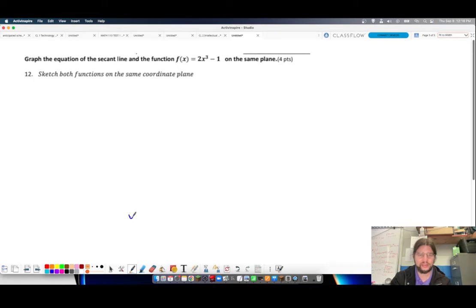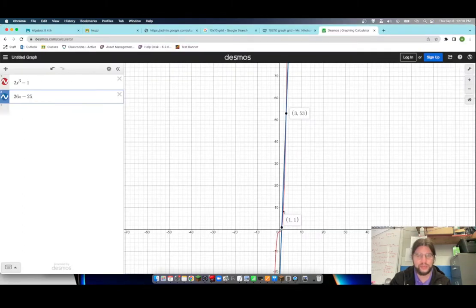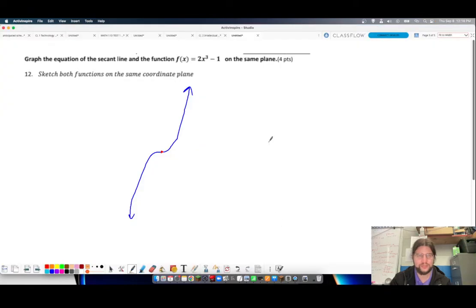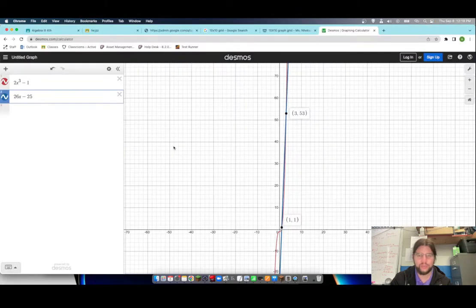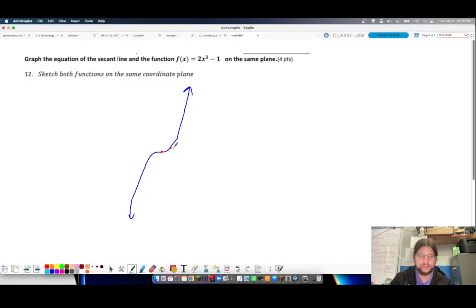you know, it's going down. That's kind of too fat. Something like that. Something like that. And then I'd put my key points on there. That would be at the, you know, 0, negative 1. Then we'd have 1, 1. And we'd have 3.